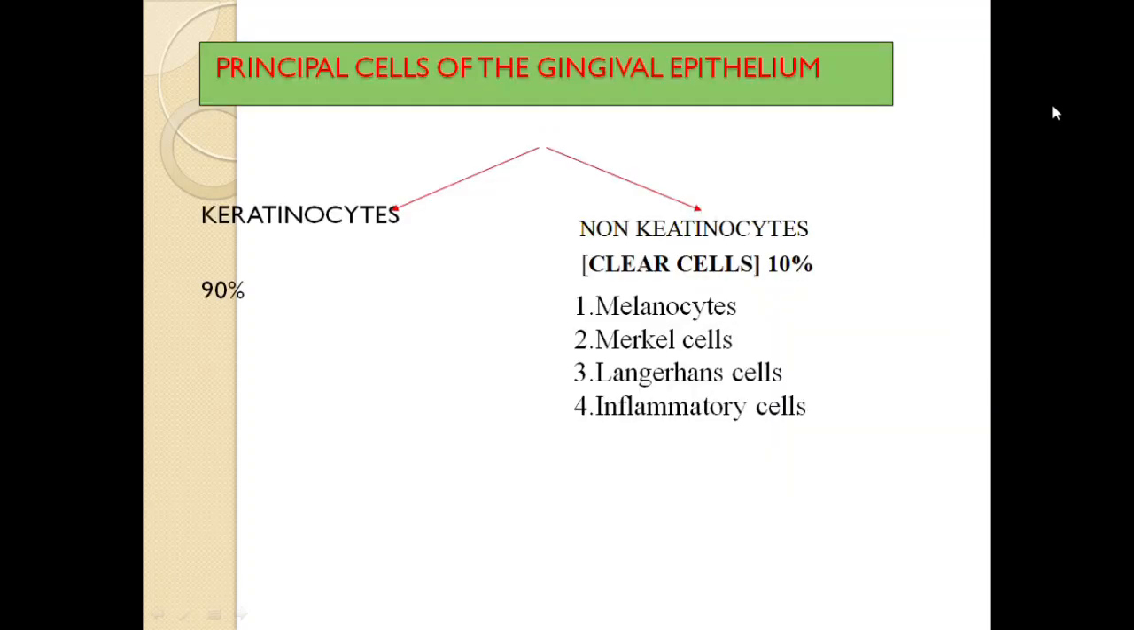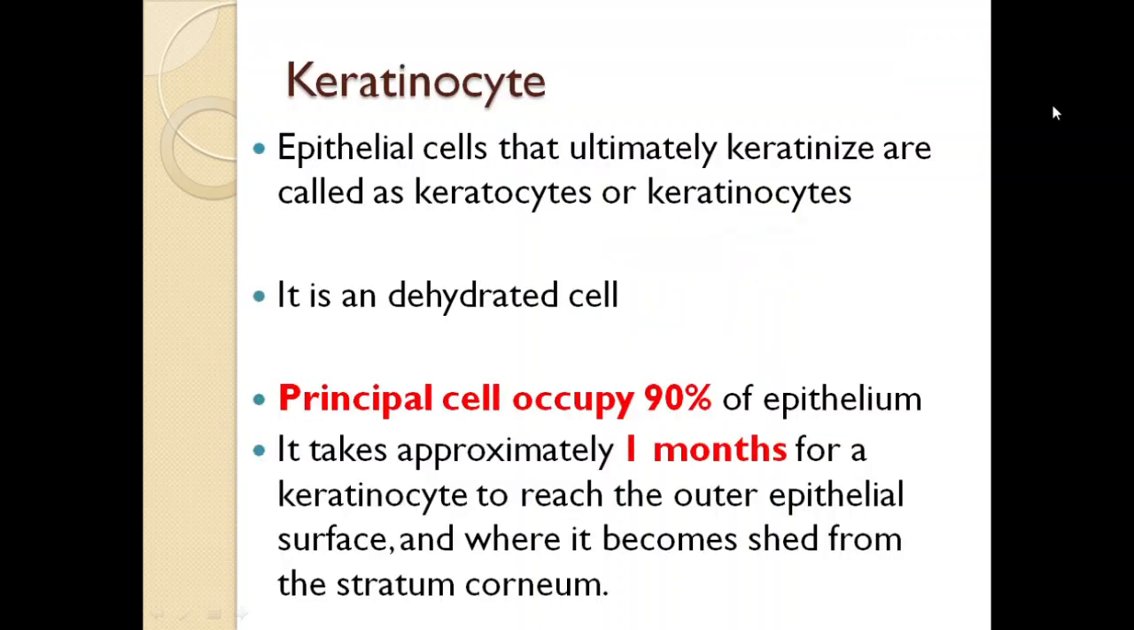Principal cells of gingival epithelium. 90% of the cells of gingival epithelium are keratinocytes, and non-keratinocytes or clear cells are melanocytes, Merkel cells, Langerhans cells and inflammatory cells. Keratinocyte: epithelial cells that ultimately keratinize are called keratinocytes. It is a dehydrated cell. The principal cell occupies 90% of the epithelium. That means keratinocytes constitute about 90% of the cells of the epithelium.